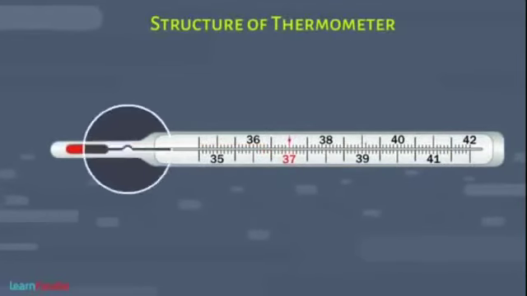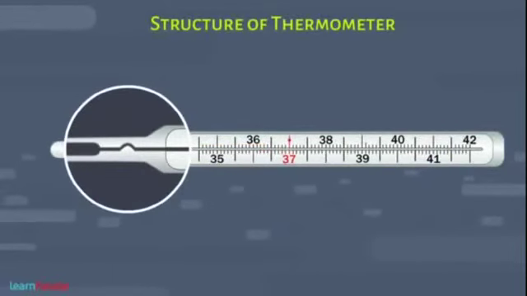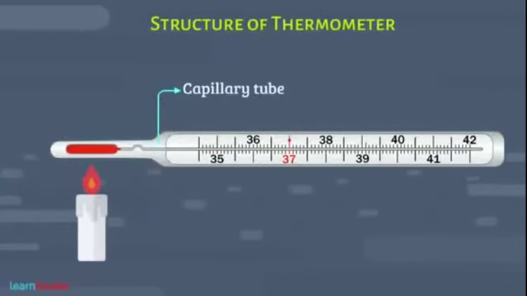There is a very fine tube which originates from the bulb. It is called the capillary tube. With rise in temperature, mercury expands in this tube.